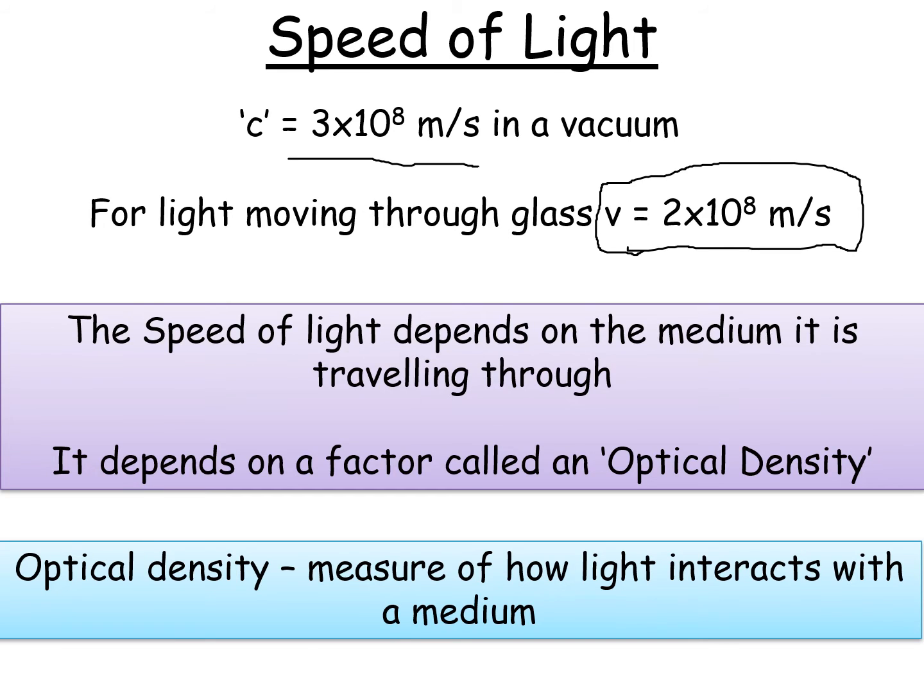Now, to summarize that, the speed of light depends on the medium it's traveling through, and it depends on a factor called optical density. So optical density is the measure of how light interacts with a medium. It is a technical term, but you don't need to remember it. I just want you to be aware of it, folks.